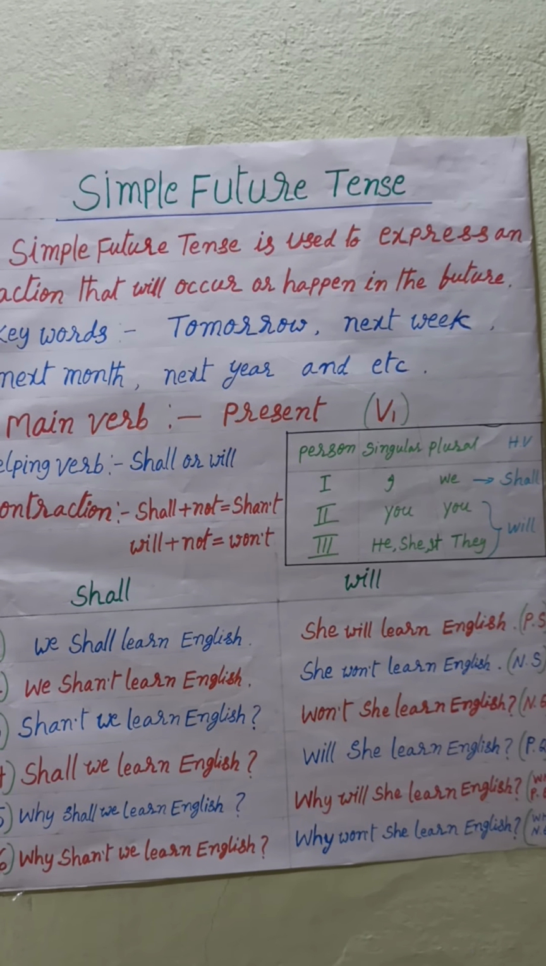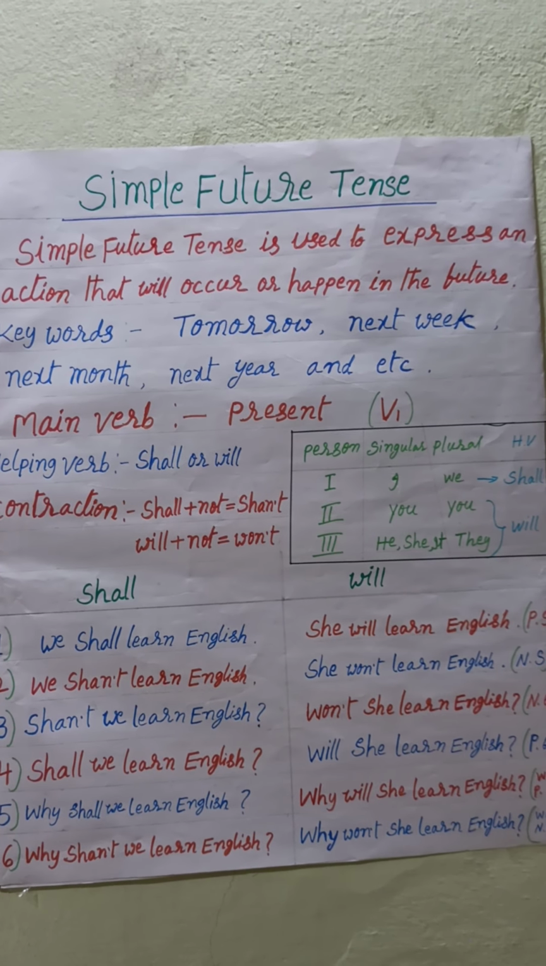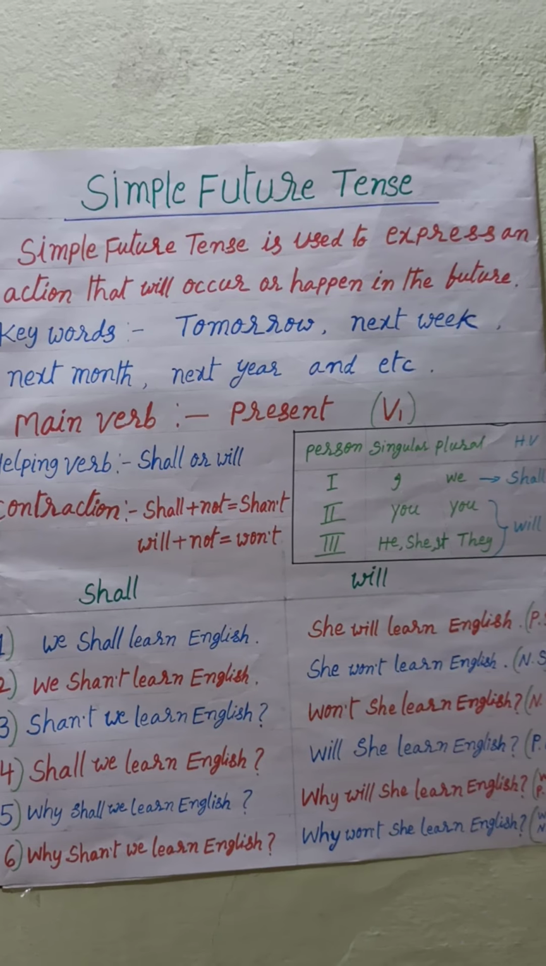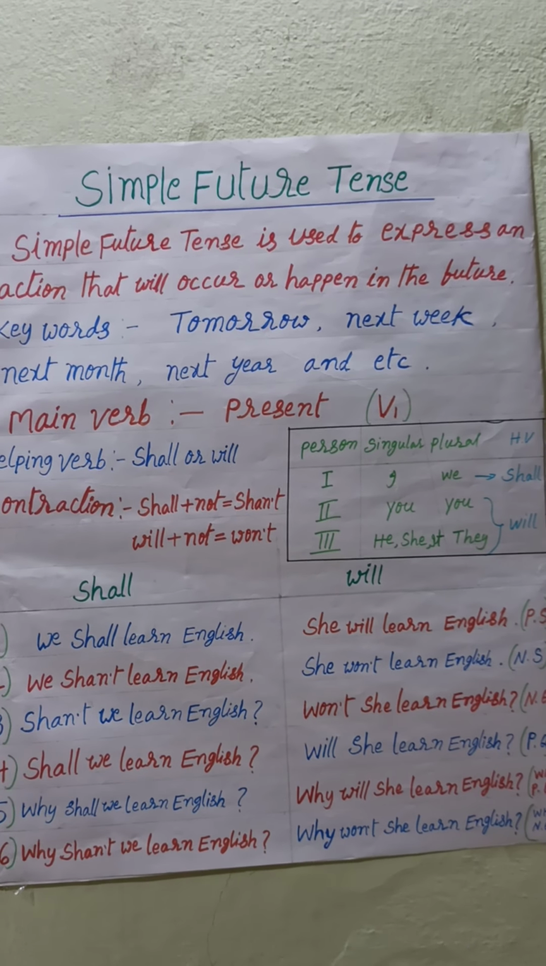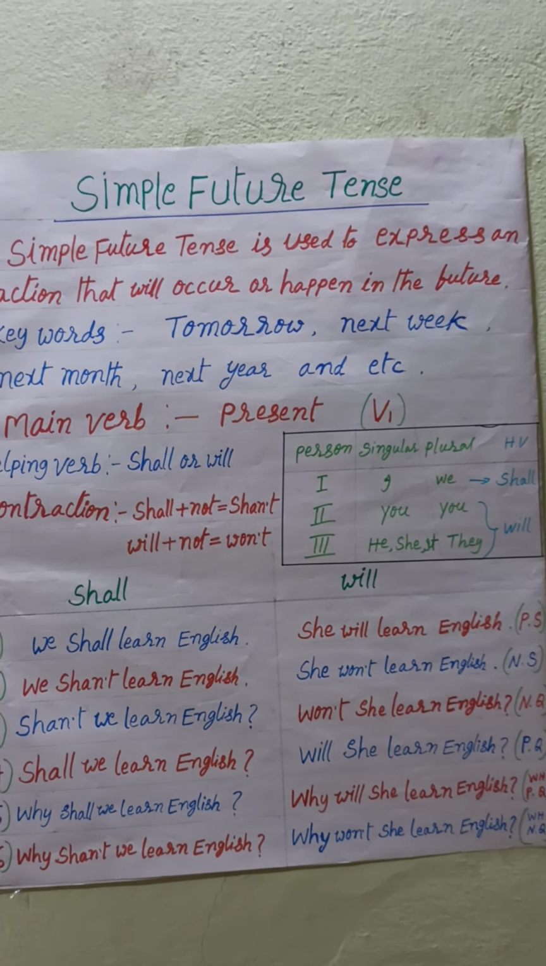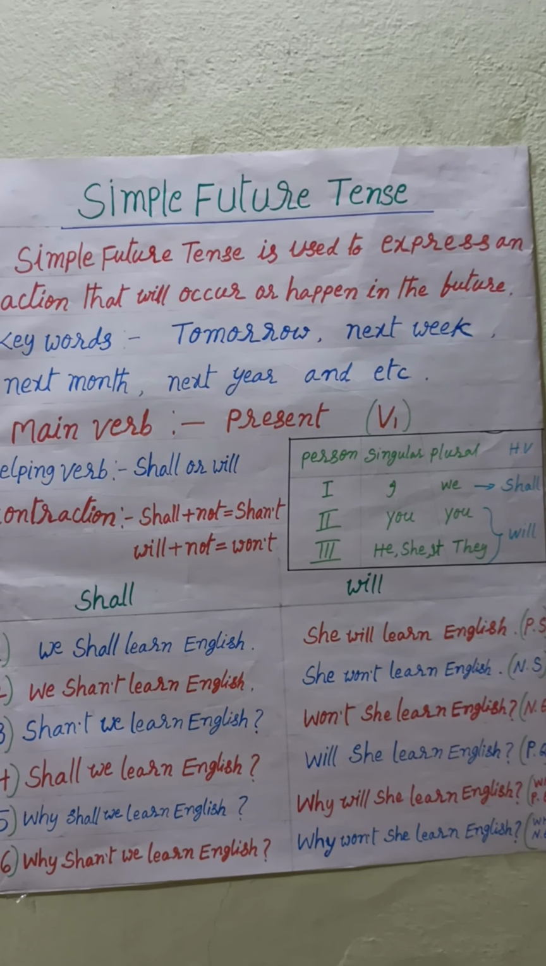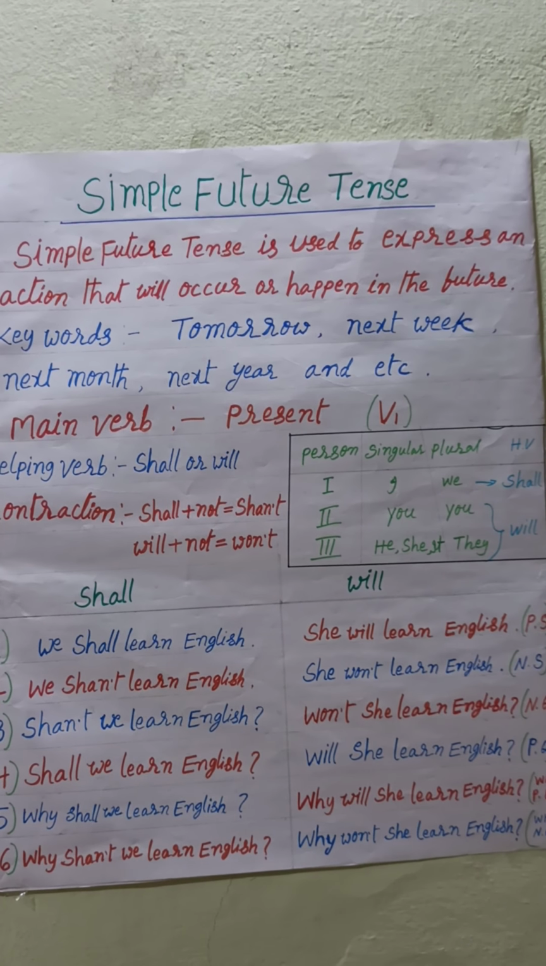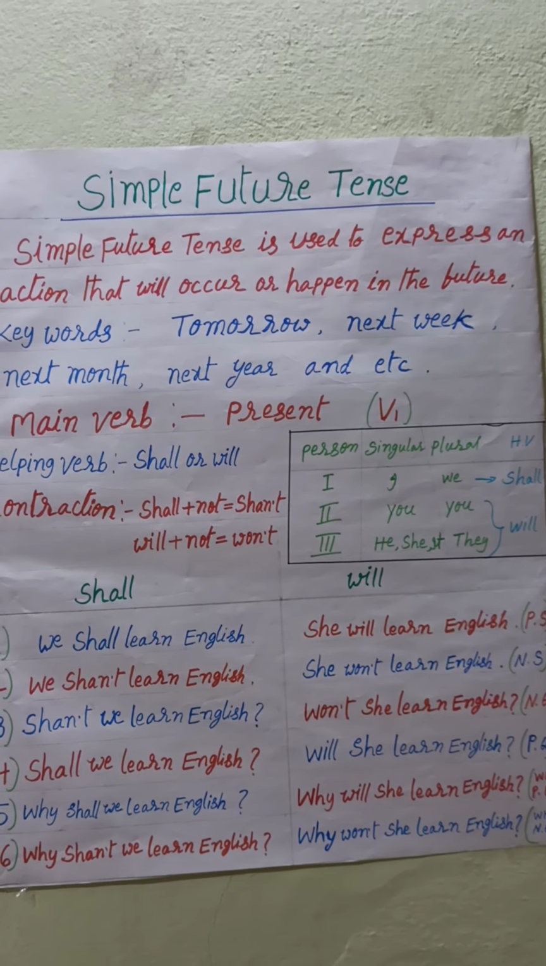We try to write some other WH question forms also. For example, when shall we learn English? Where shall we learn English? How shall we learn English? Like that.